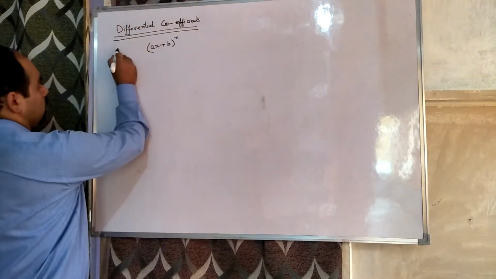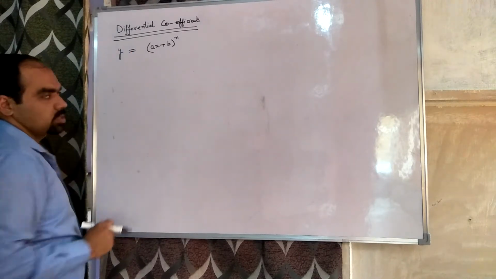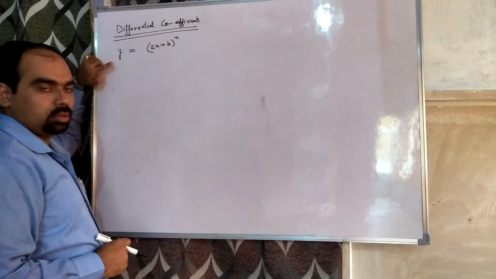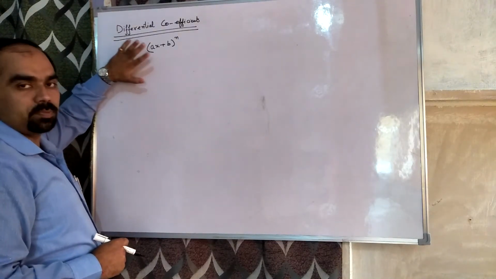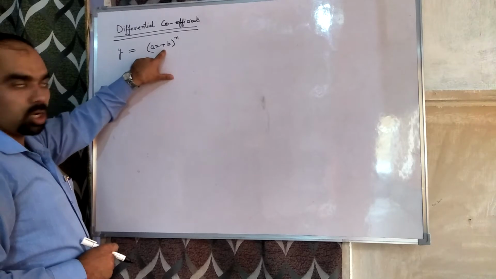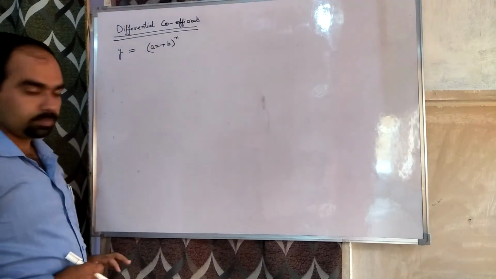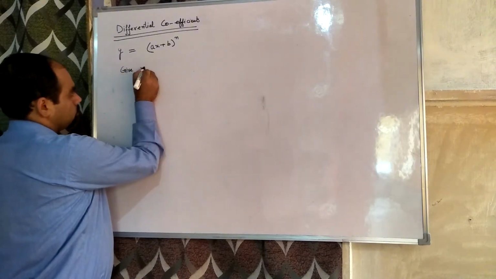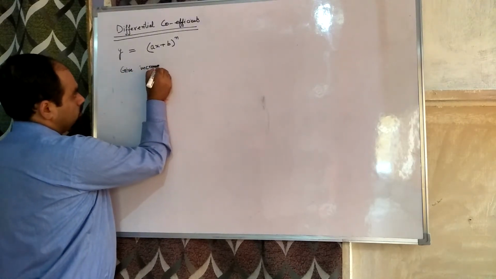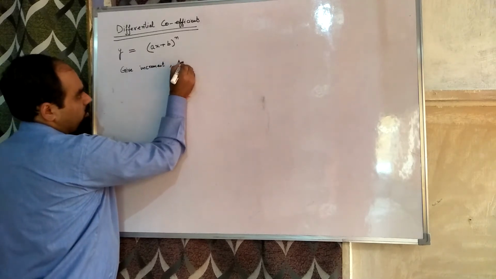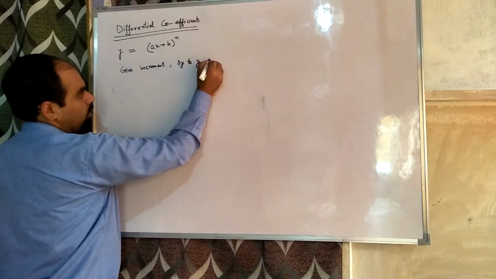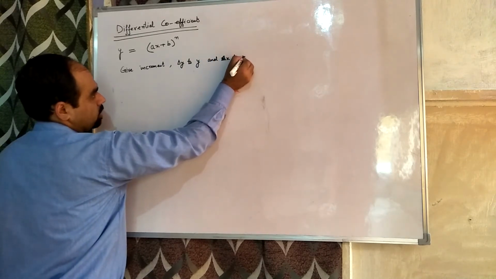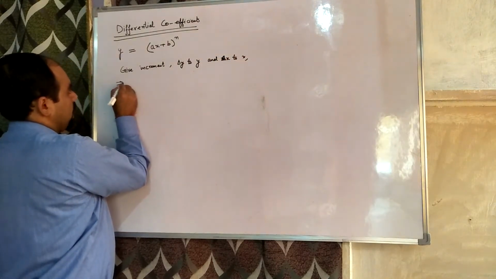So first step is assume this function as something. So we are assuming here y as a function and is equal to (ax plus b) raised to power n. a and b are constants, x is variable and n is a number. So first step is give increment delta y to y and delta x to x.